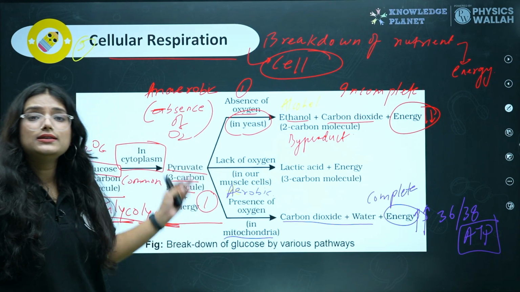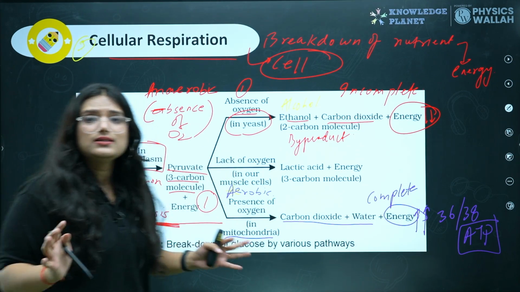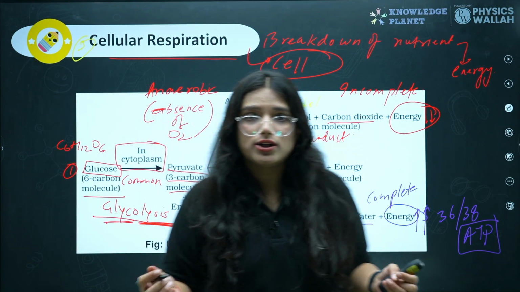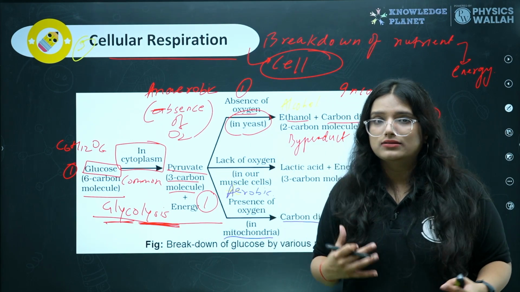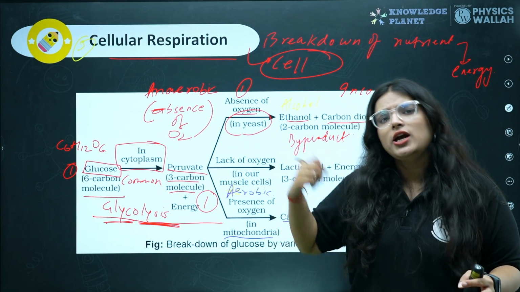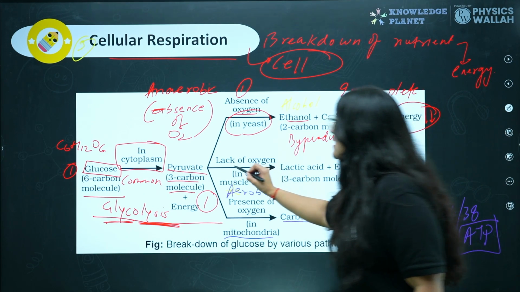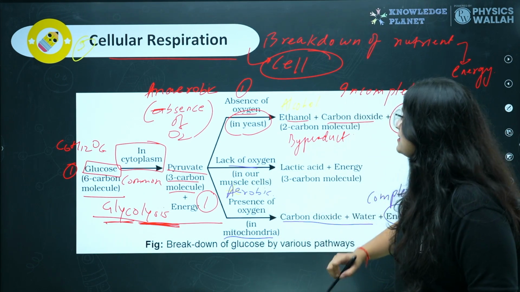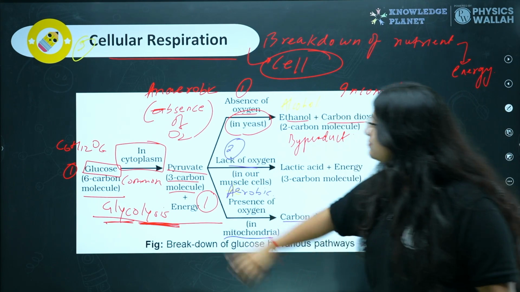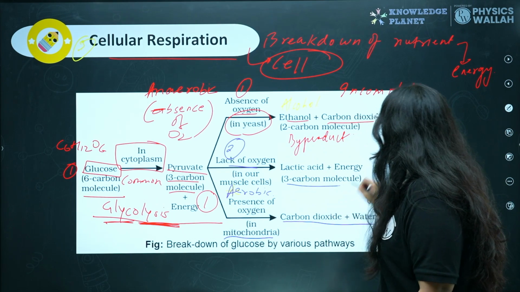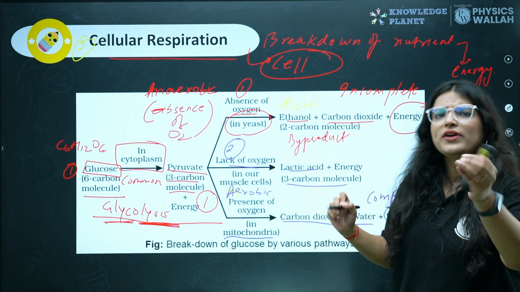This happens in the lack of oxygen in the muscle cells. During heavy exercises we require a lot of energy, and for that we require a lot of oxygen, but we are not breathing fast enough so that we can get a lot more oxygen. So in the lack of oxygen our muscle cells start to respire anaerobically, and then this pyruvate is converted into a 3-carbon molecule, which is lactic acid, and releases a little bit of energy as well.